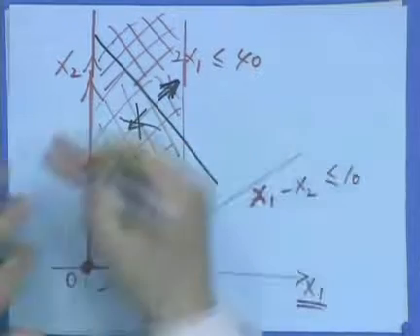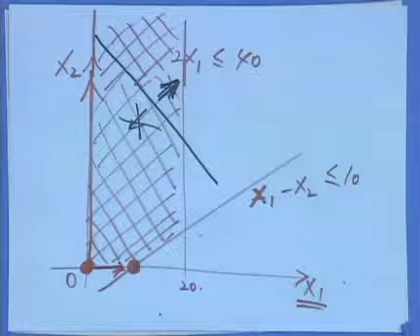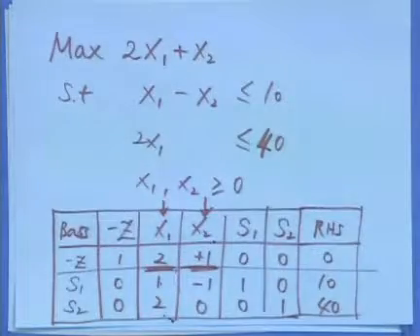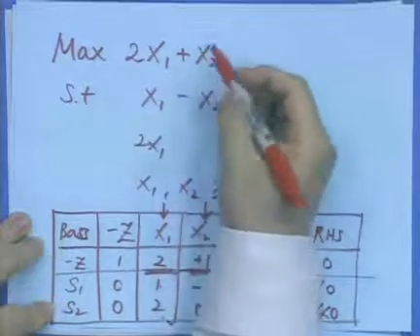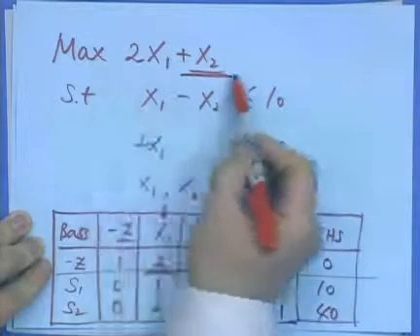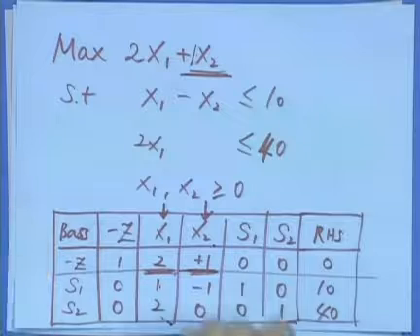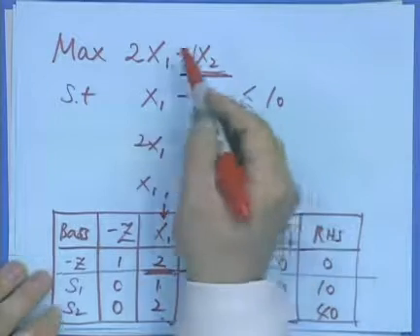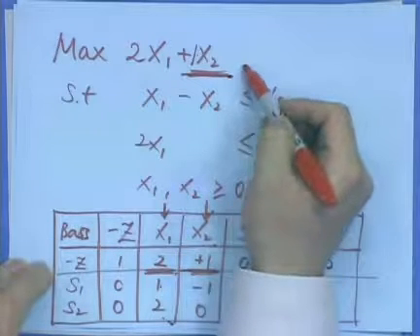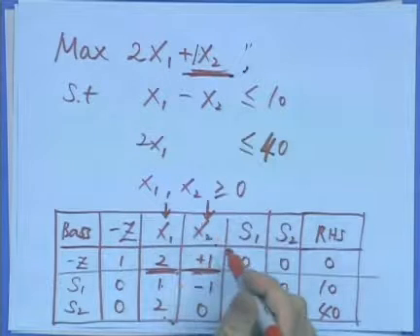Without violating any of the constraints. Without violating any constraints. Okay? Because if you look at here, each unit increase in x2 variable will increase current objective function value by 1 unit, right? So an infinite increase in x2 variable will lead to an infinite increase in the objective function value. So this problem has no bounded solution. Is that right?